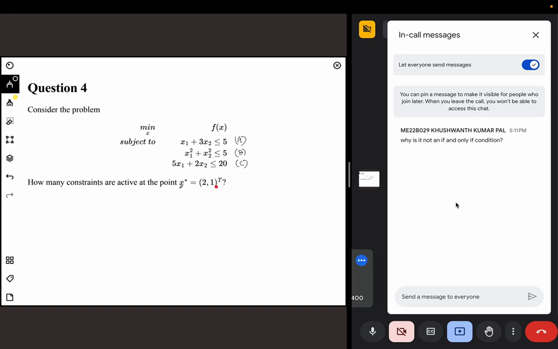So for this particular point 2, 1, which of these are active? How do we decide? We just substitute that in that particular equation and check if g of x star equals 0. If that is satisfied, then that is an active constraint, otherwise it is not. So you can just substitute it and you can quickly tell me.